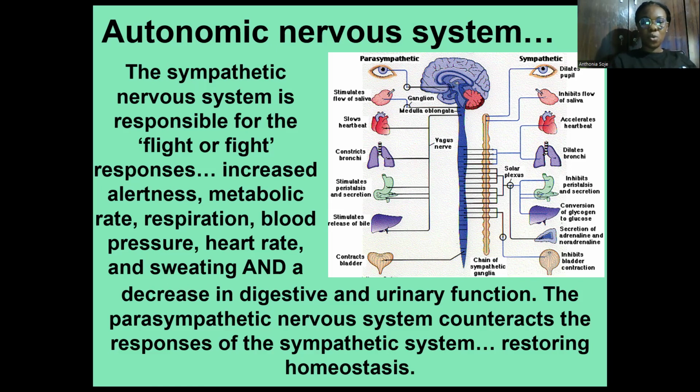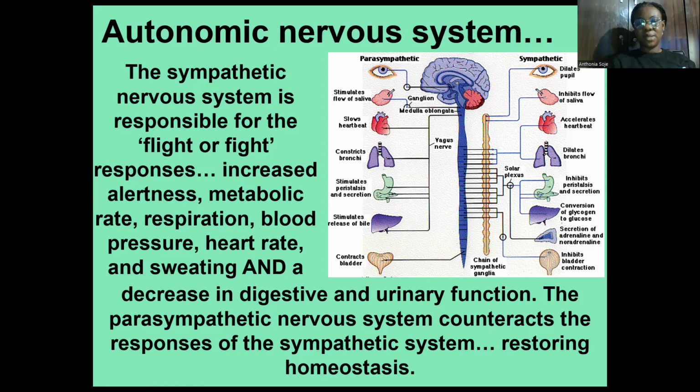So these functions will go down, and the parasympathetic nervous system will counteract the response of the sympathetic system, restoring homeostasis. So when fight and flight is gone, there's nothing stressing the individual again. The parasympathetic system will then take over, then restore the body to homeostasis.